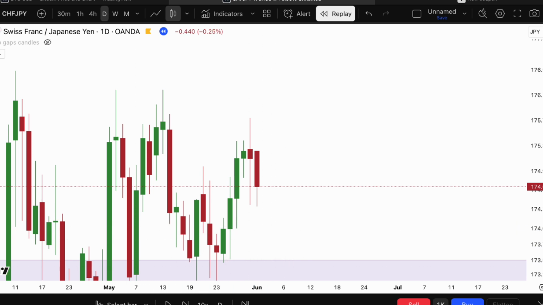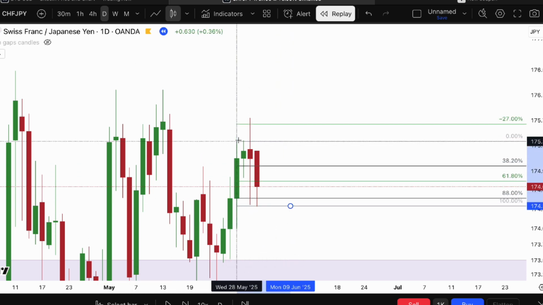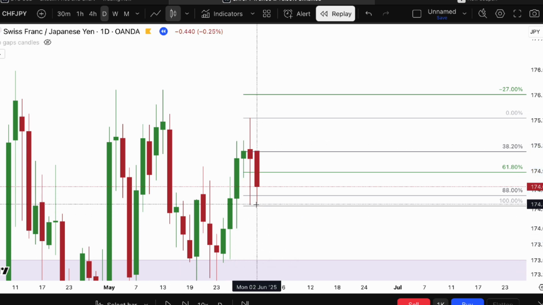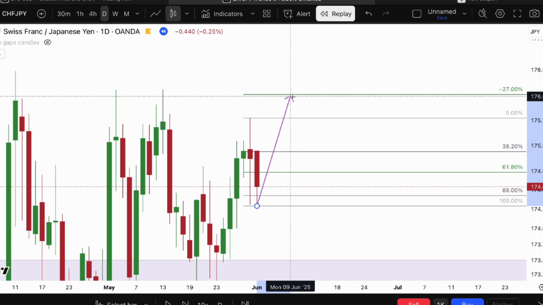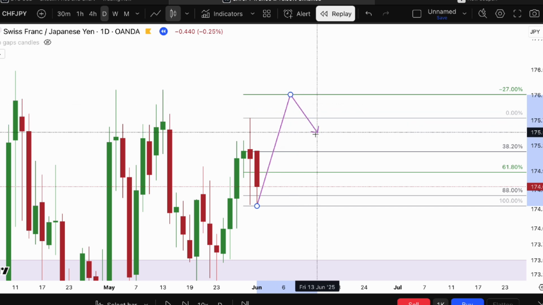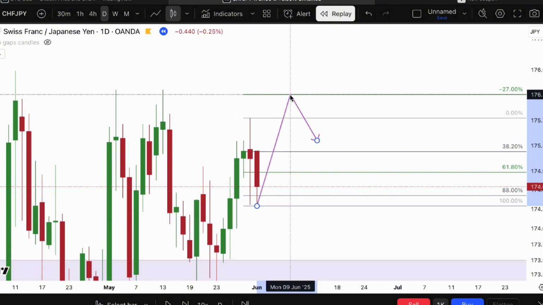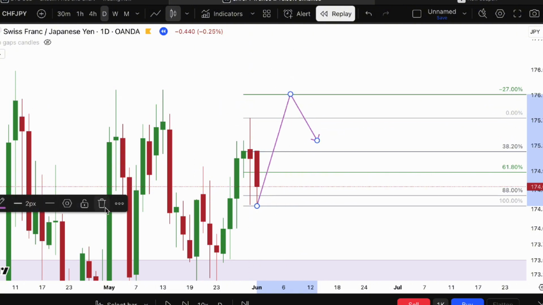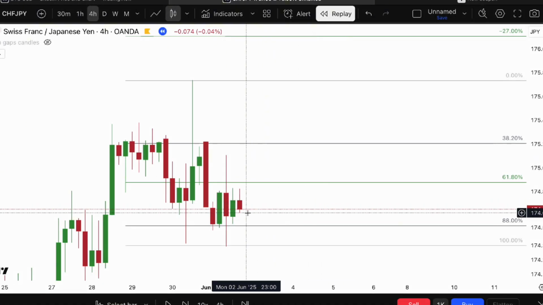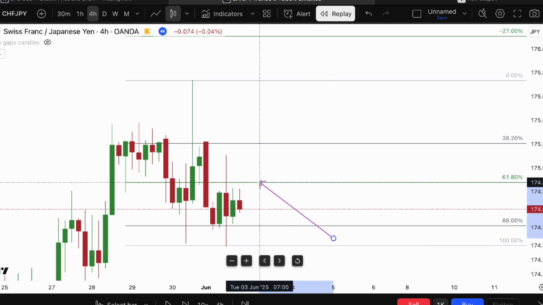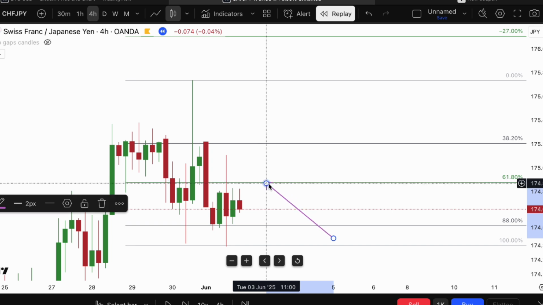On the daily, I want to draw my fib from the end of the retracement to the beginning. This is because we want to measure the distance of the new impulse that is going to form before it has its retracement. So we expect the new impulse to come at least to the negative 27 before having its retracement. On the 4 hour, we're going to wait for the break of the 61 level. This indicates that the new impulse has started, so we can place our entry and get tapped into the trade.